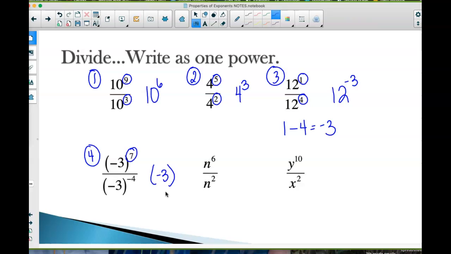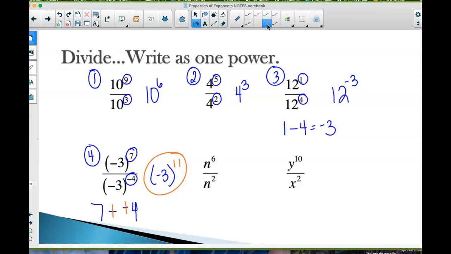Now, I have to do 7 minus -4. What's 7 minus -4? 11, right? Keep, change, change. Don't forget about that. So 7 plus 4 is 11. So this is -3 to the 11th power. Okay, so just be careful with negative signs.